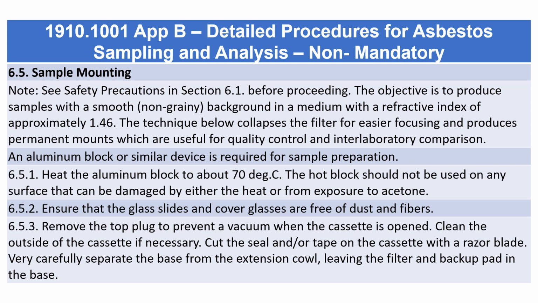6.5.1. Heat the aluminum block to about 70 degrees Celsius. The hot block should not be used on any surface that can be damaged by either the heat or from exposure to acetone. 6.5.2. Ensure that the glass slides and cover glasses are free of dust and fibers. 6.5.3. Remove the top plug to prevent a vacuum when the cassette is opened. Clean the outside of the cassette if necessary. Cut the seal and/or tape on the cassette with a razor blade. Very carefully separate the base from the extension cowl, leaving the filter and backup pad in the base.